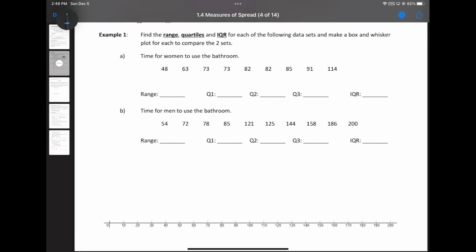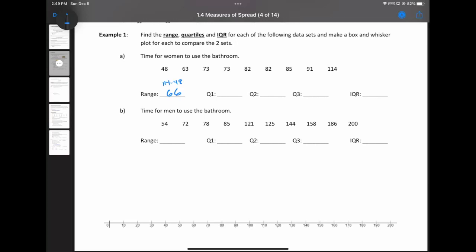So if we want to find the range, I'm going to just do a little bit of math right above. It's 114 minus 48, and I think that's going to be 66. So it has a range of 66. And by the way, these values do have units as well. We usually just don't bother writing them in. Since this was the time for women to use the bathroom, it actually doesn't state seconds, but it is in seconds. The range would be 66 seconds between the lowest and highest.